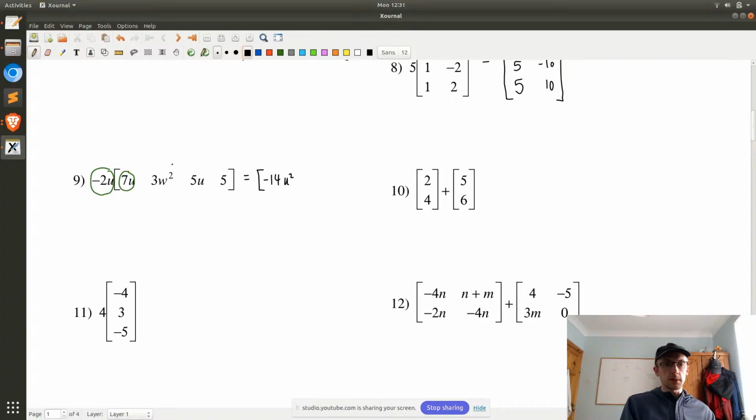Next, what about -2u multiplied by 3w squared? Well, that's going to be -6. That's -2 times 3, -6. uw squared, just like that. -2u times 5u is -10u squared. -2u times 5 is -10u, just like that.